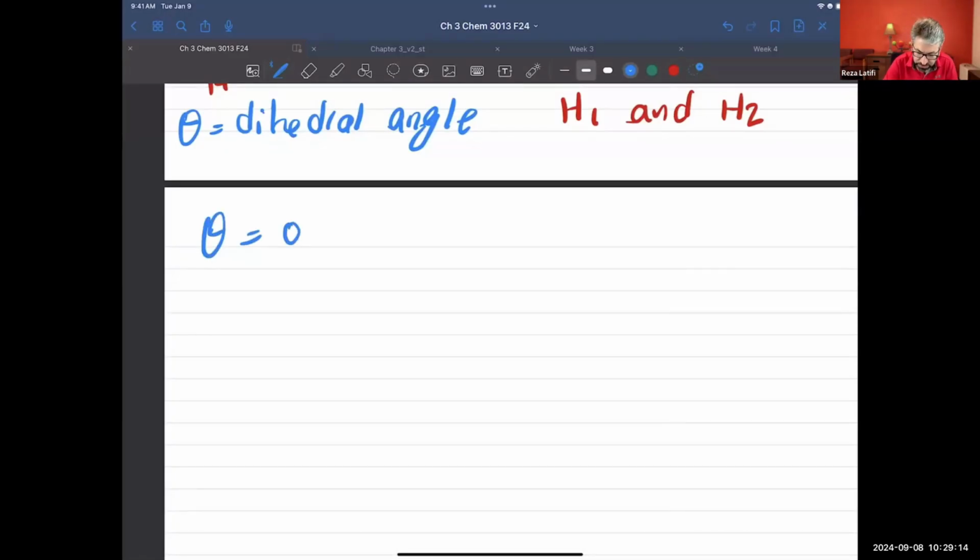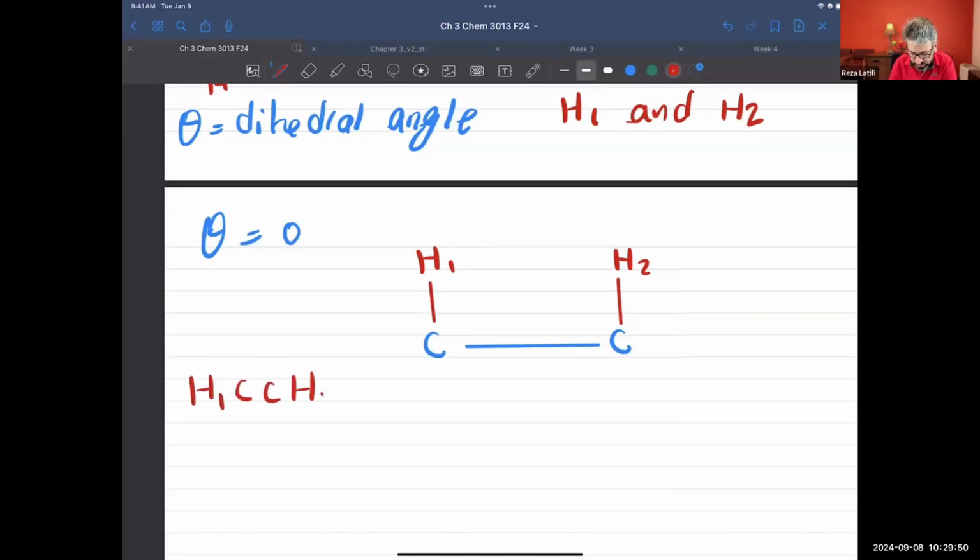It means you have a carbon attached to another carbon, and 2 atoms are facing each other. So let's put 1 hydrogen here. The second hydrogen is there. So say this is 1 hydrogen and that's the second hydrogen. Those 2 hydrogens have a dihedral angle, and the dihedral angle here is defined by hydrogen number 1, carbon, and hydrogen number 2.